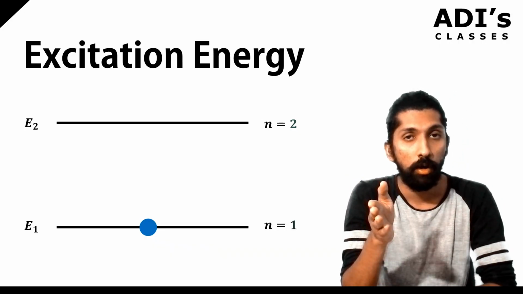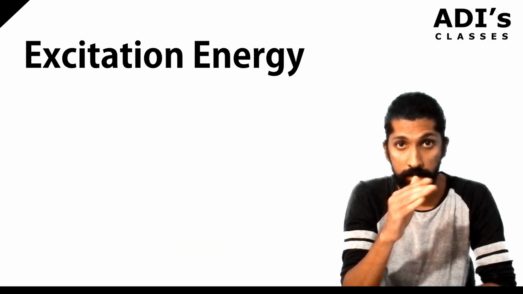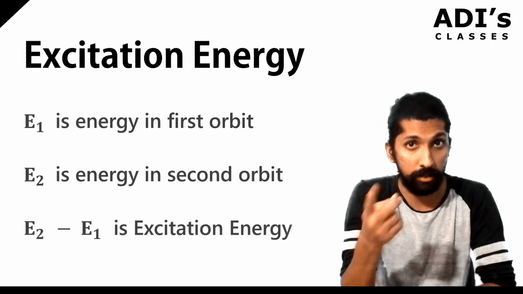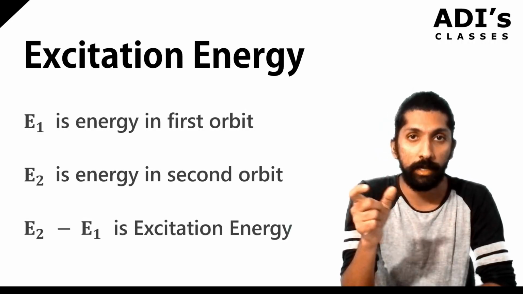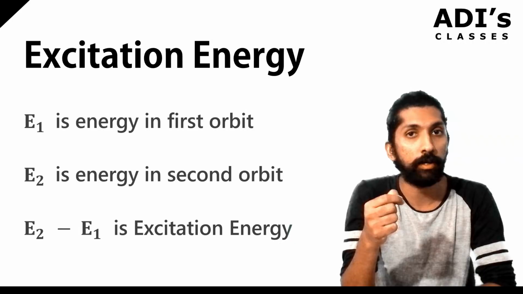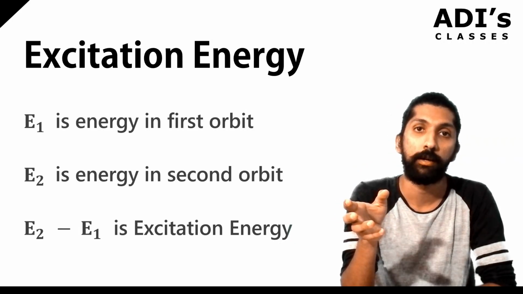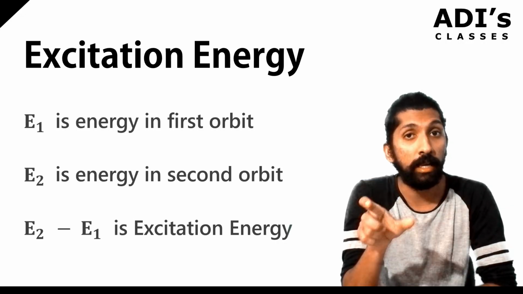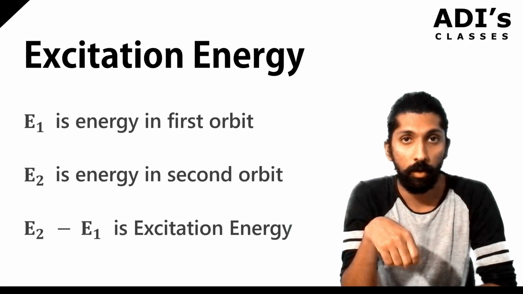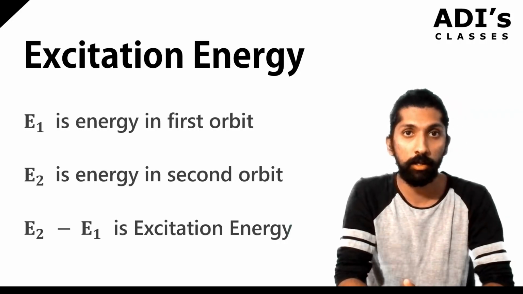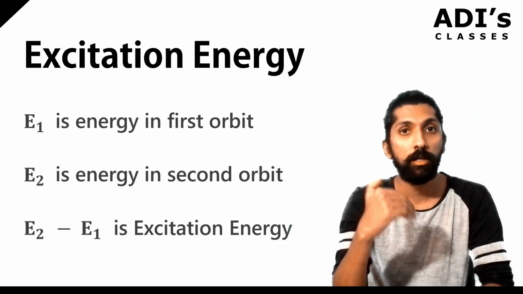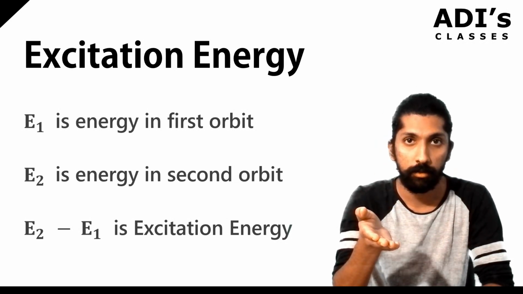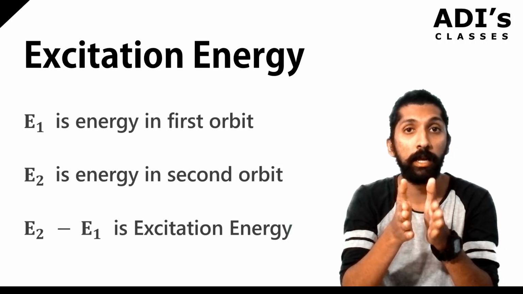Now, we know E1, that is the energy in the first orbit, and the energy in the second orbit. If we subtract these two, that is, if we do E2 minus E1, this is going to give us the excitation energy. As you can see, this is the energy we have to give. If so much energy is given to an electron, it jumps from the first orbit to the second orbit.